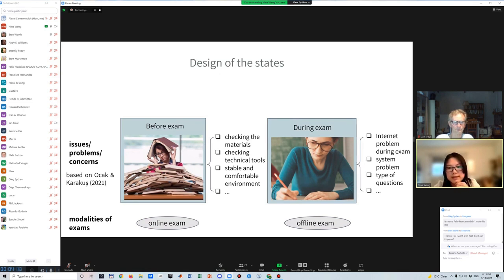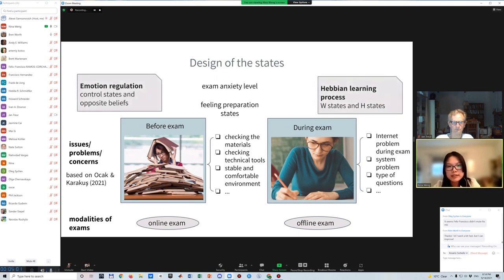For example, before the exam, students might need to check the materials or technical tools. They might worry about whether the environment would be comfortable enough for the exam. And also during the exam, they might be affected by the internet or system problems and so on. And all those issues are summarized based on Alcott and Karakus research, a survey that reports the views and difficulties that students have during online exam modalities. Then we introduce the four feeling preparation states representing students' expectations and certain psychological indicators. And finally, all this leads to the anxiety level of the exam.